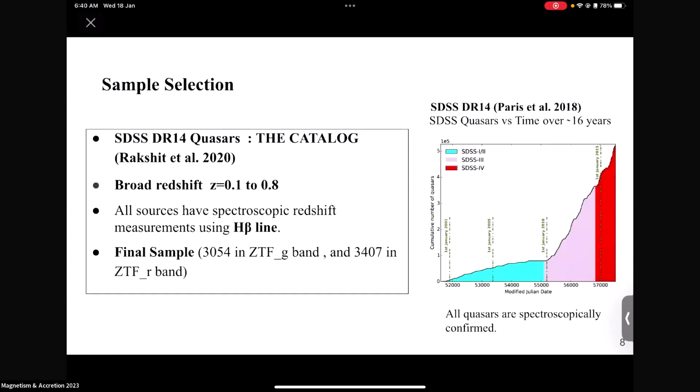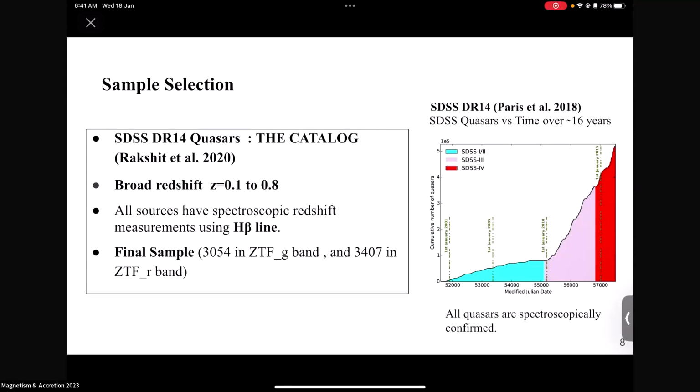to do this project, and for this we took the sample from the SDSS data release 14 quasars, where they have reported the black hole mass, Eddington ratio, and redshift. The sample covers the redshift range from 0.1 to 0.8. In this sample, the black hole mass is estimated by the H beta line, which is the best mass estimator. Also, the final sample contains 3000 G band light curves and around 3400 R band light curves.